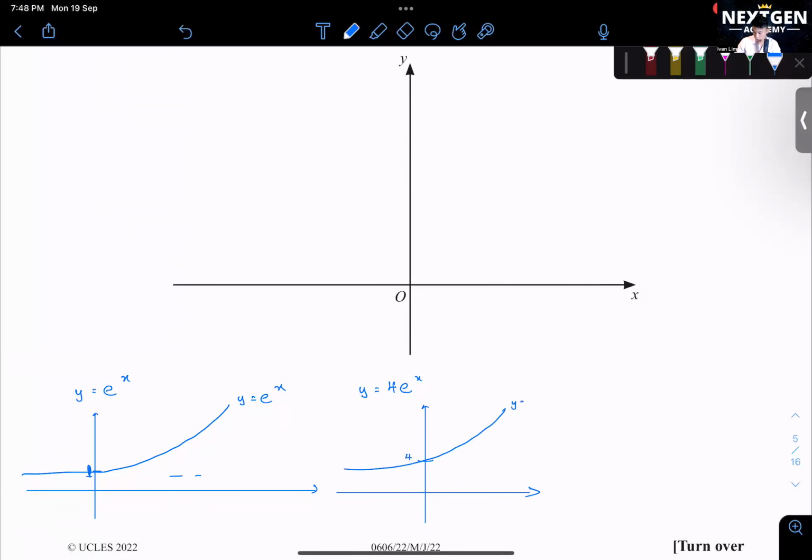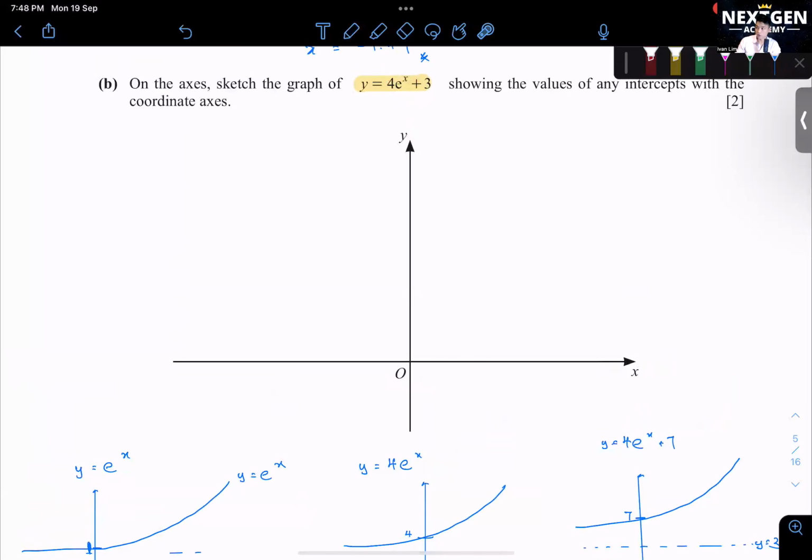You all can see the topic here. Then the last one, plus 3 means your vertical translation. Your whole graph shifts up by 3, so your asymptote also shifts up by 3. Then 4 plus 3, this one will be 7. This is how you do it by calculating using the graph. You have to understand what each value does, how it would affect the graph.